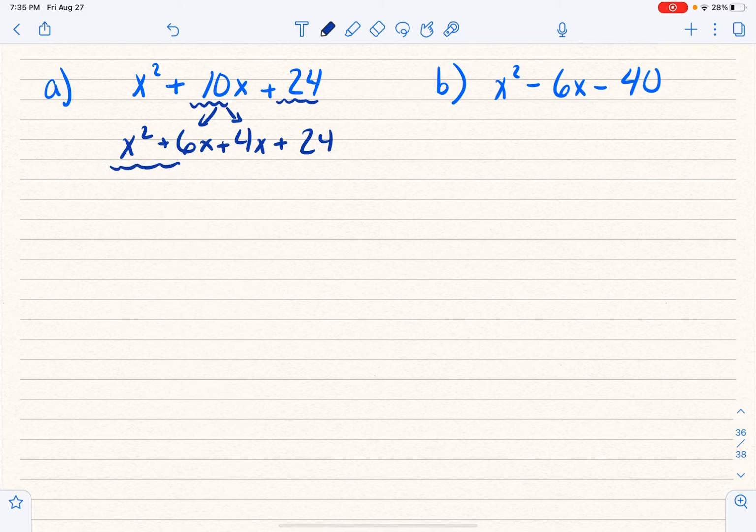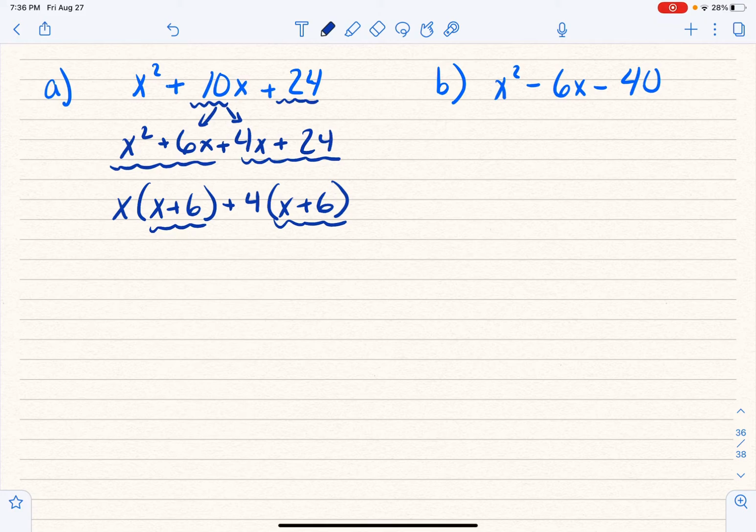Then I go, okay, let's factor the first two. What do they have in common? An x. So I take out an x, and I'm left with x plus 6. What do these next two have in common? A 4. So I take out a 4, and I'm left with x plus 6. And again, look at that. I have that thing in common, that x plus 6. So I factor that out to the front, and I get x plus 6 times what's left? x plus 4. Here's my x. Here's my plus 4. That's pretty easy.